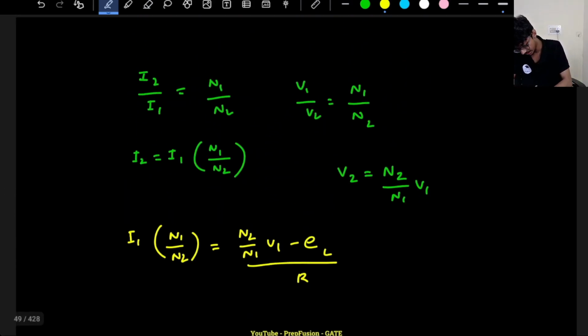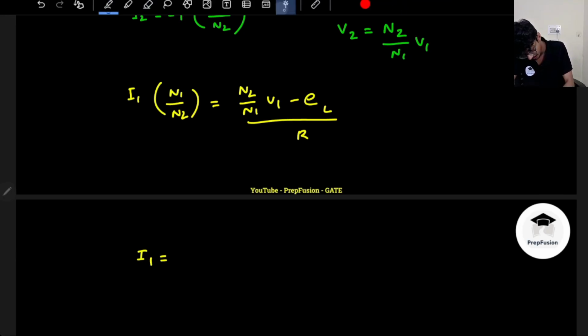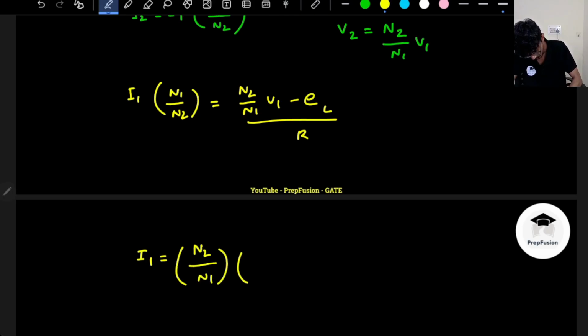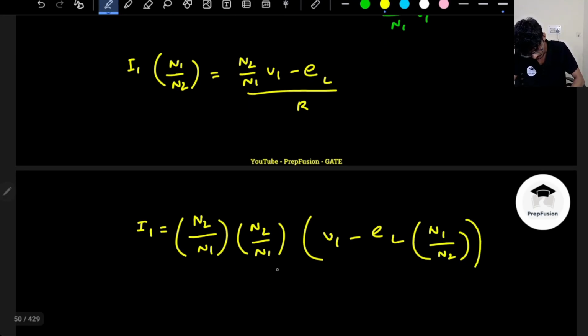I can write this I1 on the left. If I take N2 and N1 to the right hand side and take common N2 by N1, multiplying N2 by N1 on both sides, this will be N2 by N1 twice, and here I will have V1 minus EL into, taking common N2 by N1, N1 by N2, divided by R.